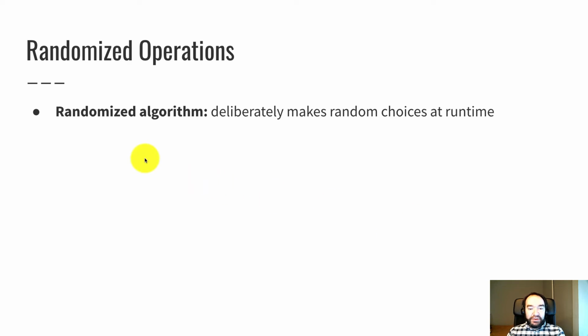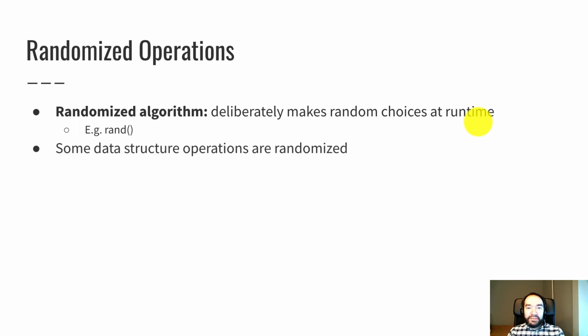A randomized algorithm is an algorithm that deliberately makes random choices at runtime. For example, it calls the rand function, which returns a random integer, and uses that random integer to make some decision about what to do next. Some data structure operations are randomized. They have a random element to them. They make random choices at runtime, and that impacts how fast they run.